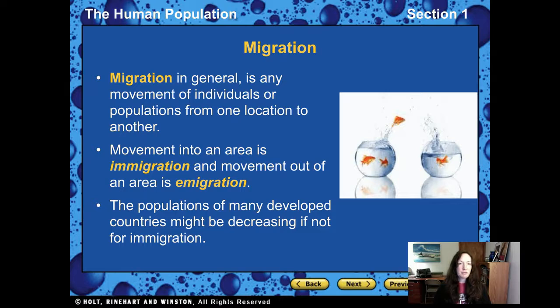And when it comes to immigration in the United States, if we did not have immigration, we would actually have a very slow growth rate, and it wouldn't be sustainable for our economy. So immigration is important, particularly in countries where the birth rate, where the fertility rate is very low. So the populations in many developed countries might be decreasing if not for immigration.